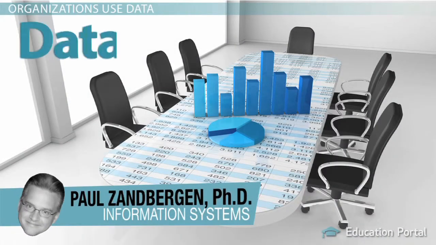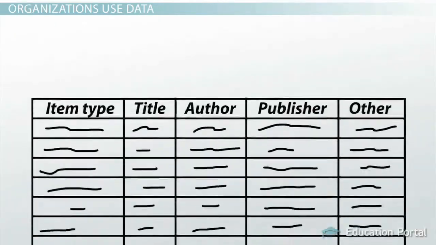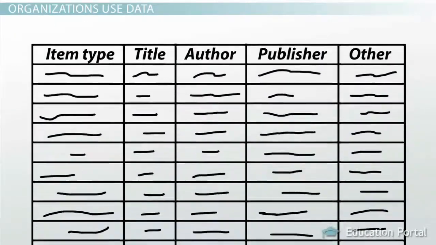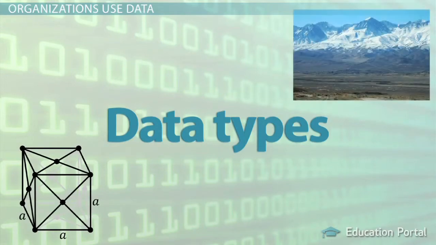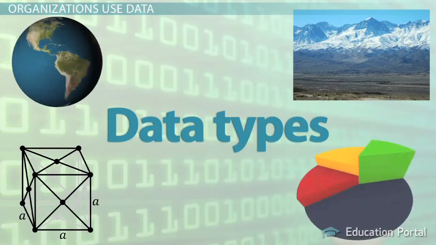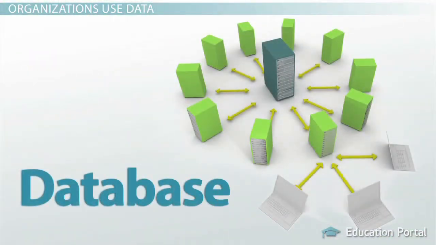Organizations use large amounts of data. These data can be related to the people who work for the organization, its products or services, the customers, or any other aspect of the operations of the organization. The data need to be organized in a way that supports decision-making. The most common data types are text and numbers, but data can also include images, photographs, sound, video, and other types. Data are organized in a database.